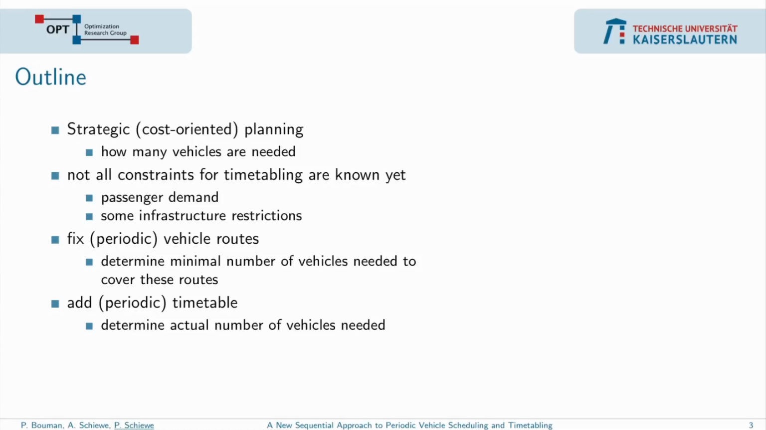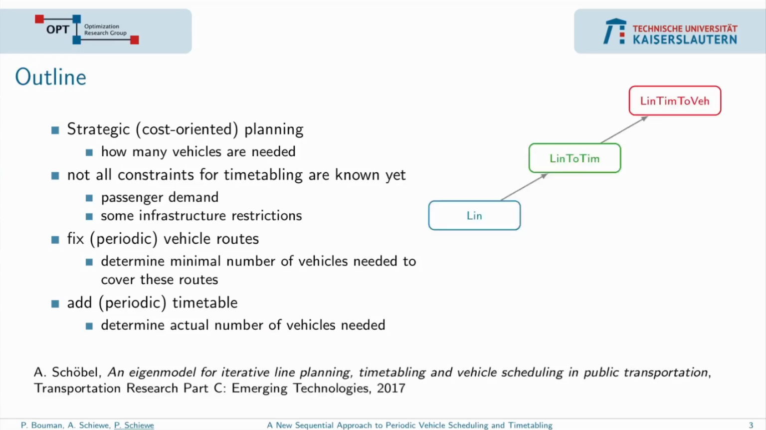In order to evaluate the quality of the strategic vehicle routes, we are also computing periodic timetables and compare the number of vehicles determined in the vehicle scheduling step to the actual number of vehicles needed when a timetable is implemented. This can be interpreted as part of the eigenmodel approach, where the standard sequential planning process is changed by reordering the problems. What we are doing here is reordering the vehicle scheduling and the timetabling step by performing the vehicle scheduling step directly for a given line plan and adding a timetable later on.